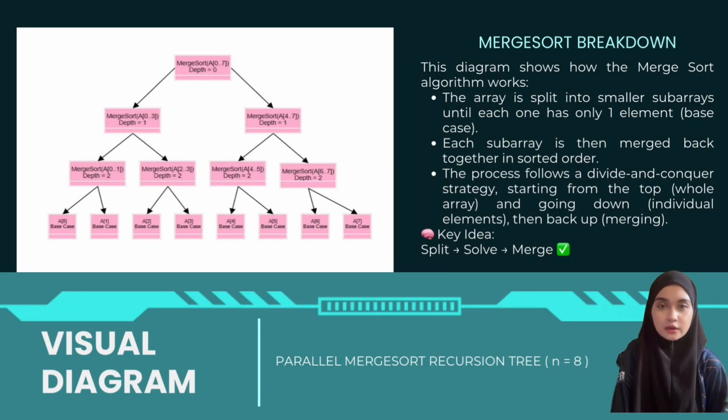So I'll explain about the parallel merge sort recursion tree. This diagram shows how the merge sort algorithm works. The first one is the array is split into smaller subarrays until each one has only one element. And the second one is each subarray is then merged back together in sorted order. And the last one is the process follows a divide and conquer strategy, starting from the top and going down then back up. So the key idea will be split, solve, and merge.